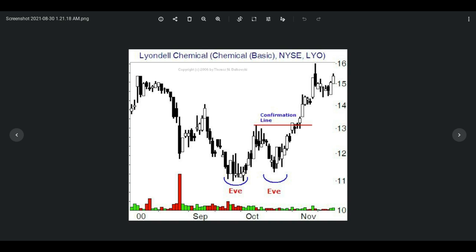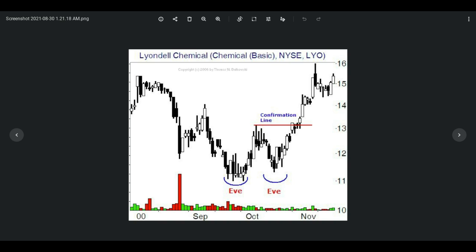Volume description. Volume tends to drift downward during the formation and expand on the breakout. Breakout confirmation. A close above the upper trend line drawn horizontally across the intervening high between the lows with above average volume. And so this is where they're speaking of the volume. And this is the highs they're speaking of.